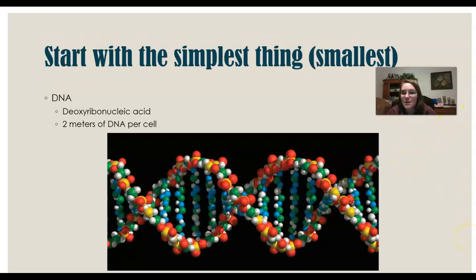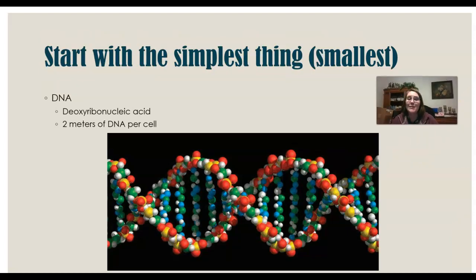Okay, so we're going to start with the simplest thing. In this case, on those options, the smallest thing would be DNA. That seems crazy to me because you can think of DNA in a really big way also. DNA is made of a bunch of atoms that are put together into what's called a macromolecule. DNA stands for deoxyribonucleic acid. Don't worry, you'll never have to remember that whole name on a test.